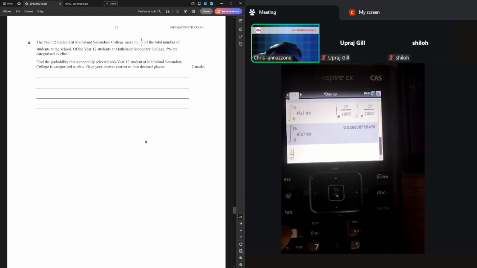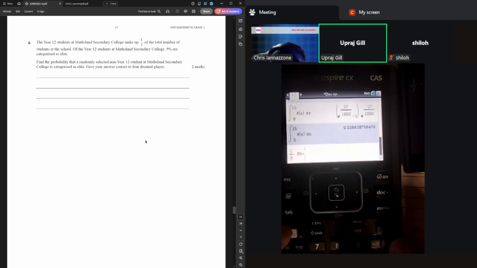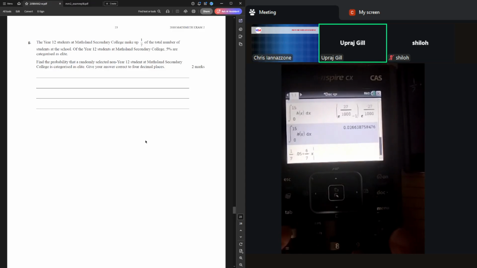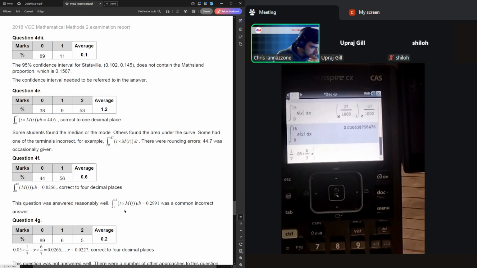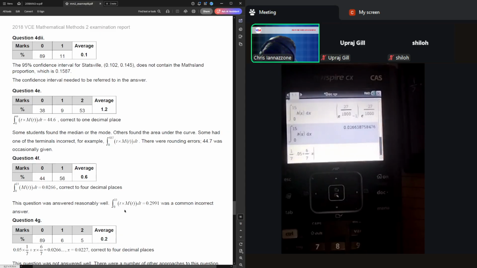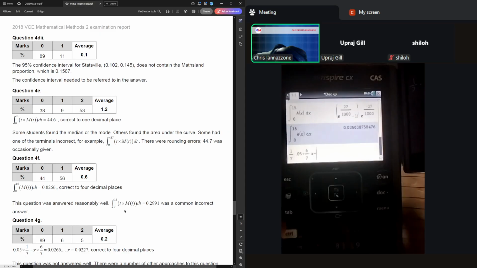1/7 times, we can even use 0.05 there. Why not? Is the answer 0.0227? 0.0227. Yeah, that does come out to be that. Nice. And was that just the CAS solve like we talked about?